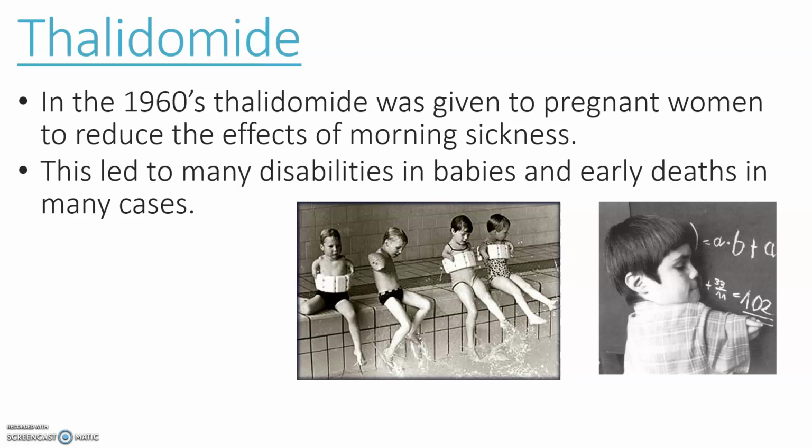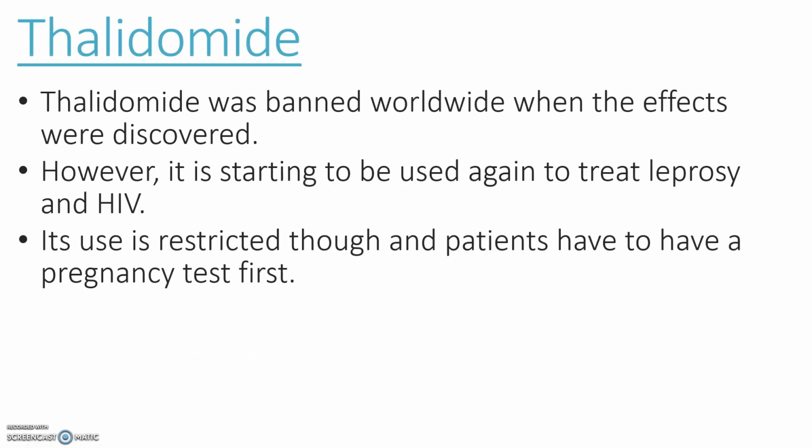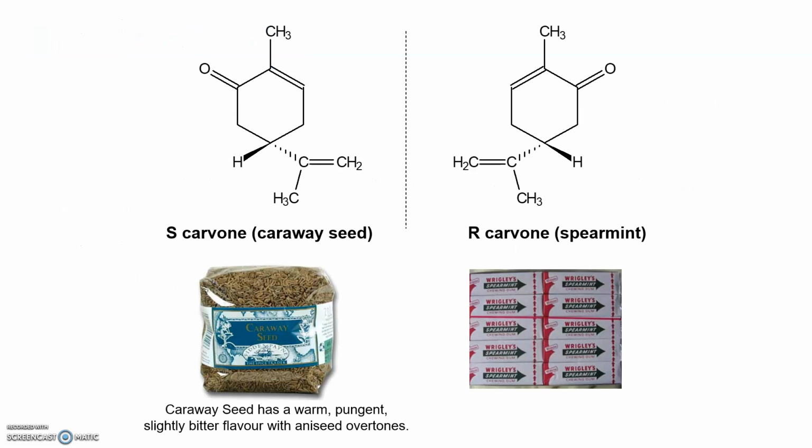In the 1960s, it was given to pregnant women to reduce the effect of morning sickness, which led to many disabilities in babies and early deaths in many cases. The problem was that one of the enantiomers, the S enantiomer, worked as a sedative, but the R enantiomer had the effect of causing disability in babies or even death, unfortunately. So it was banned when this was found out. However, it's starting to be used again to treat leprosy and HIV, as long as the patients are not pregnant.